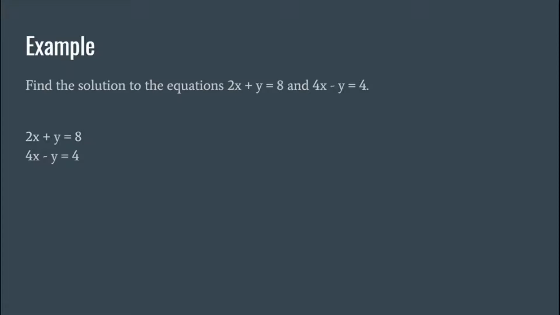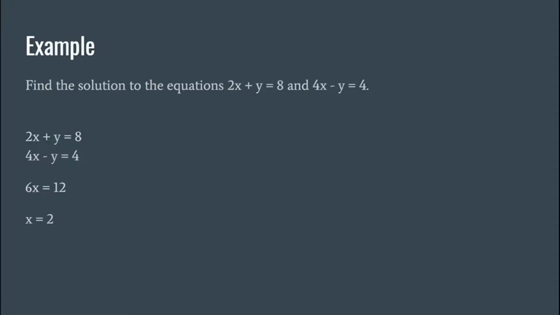So you just do normal addition straight down. 2x and 4x will give me 6x. 8 plus 4 will give me 12. And then from here you just solve for x. I'm going to divide both sides by 6, and that gives me 2 for x.